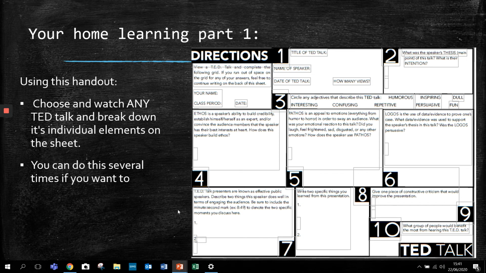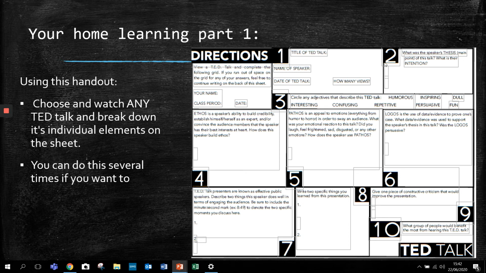Okay, and you'll note that there's like 10 different things you have to do. Follow it through. Okay, so the title, who is it, how many views has it got? Is it successful? What's the main point, the thesis of the talk? Those of you who are in my class will actually have done some work on thesis for your poetry essay. Okay, it's exactly the same idea, the main point, the purpose. Circle any adjectives that describe the talk.